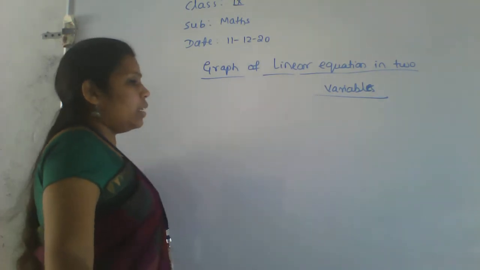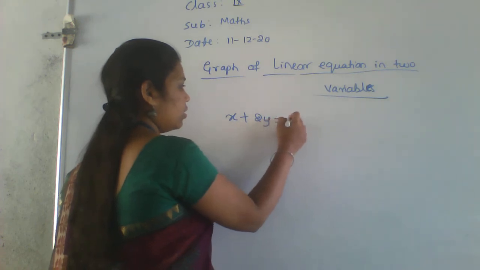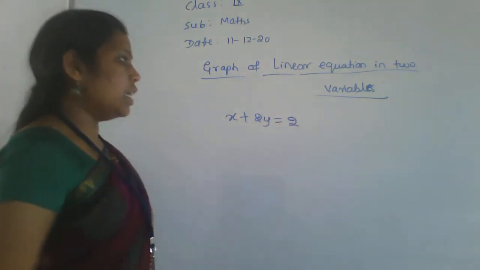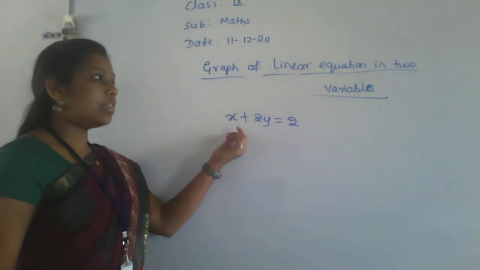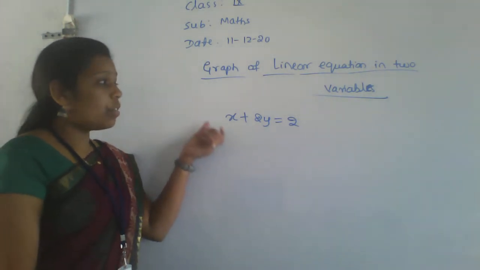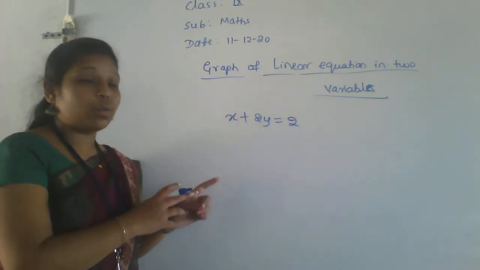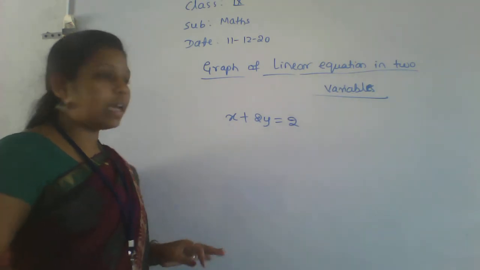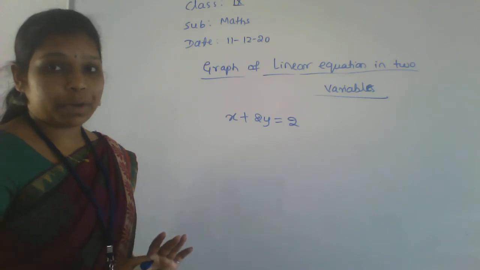Okay, so here, see, I'll give one example, that is x plus 2y is equal to 2. This is our one linear equation in two variables. We have to draw this x plus 2y is equal to 2 on the graph. You have to plot these points, and after that you have to mark this x plus 2y is equal to 2 equation, that line, on the graph. For that, first we need to find the coordinate points.